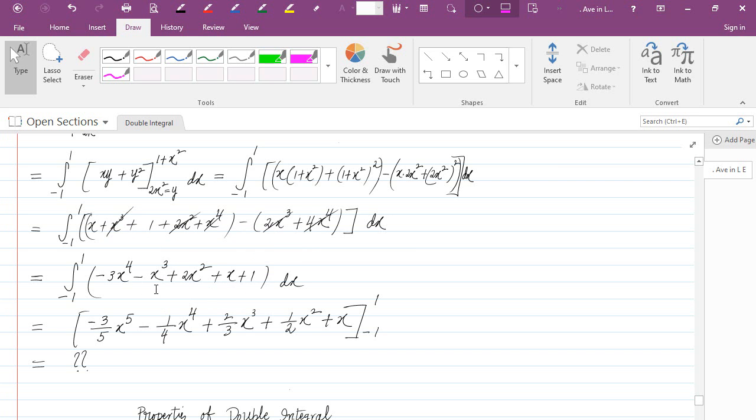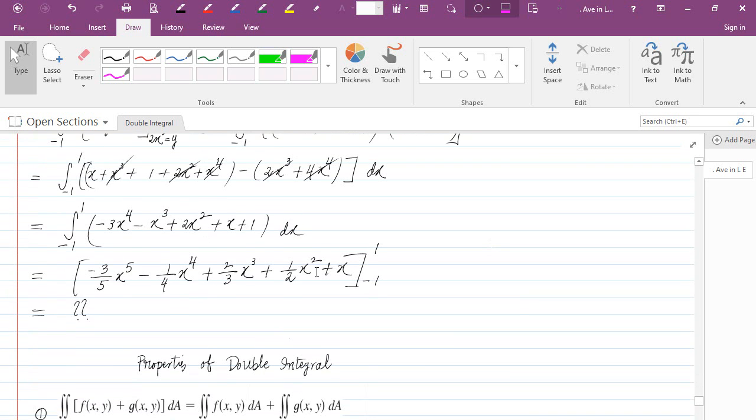Now we integrate that with respect to x, which is pretty easy to do. So we get -3x to the 5 over 5 minus x to the 4 over 4 plus 2x cubed over 3 plus x squared over 2, and for this one we get x. Now we have to plug in 1 and -1 and subtract. I will leave that as an exercise.